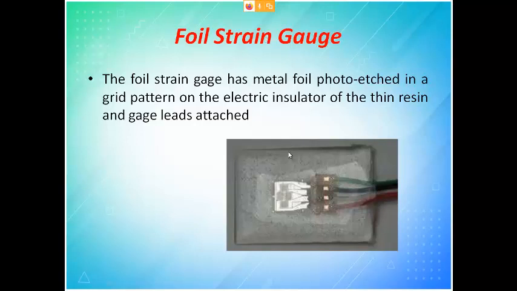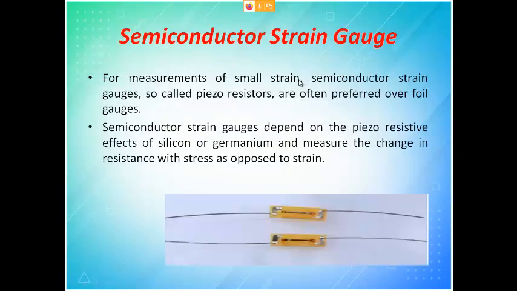So similarly you can see here they have taken a base, they have etched this portion alone, and in that portion alone they have kept this foil. It will be very thin, so that is why we call it the term foil. Okay, so that is with respect to the foil strain gauge.